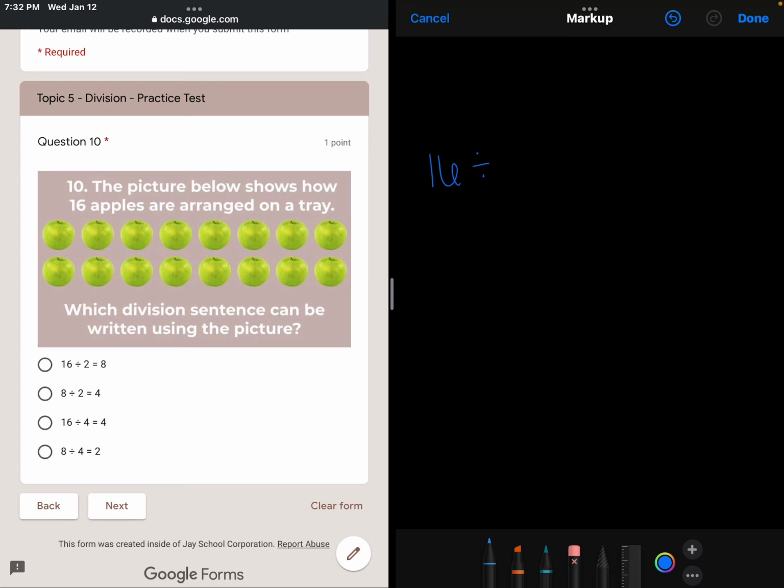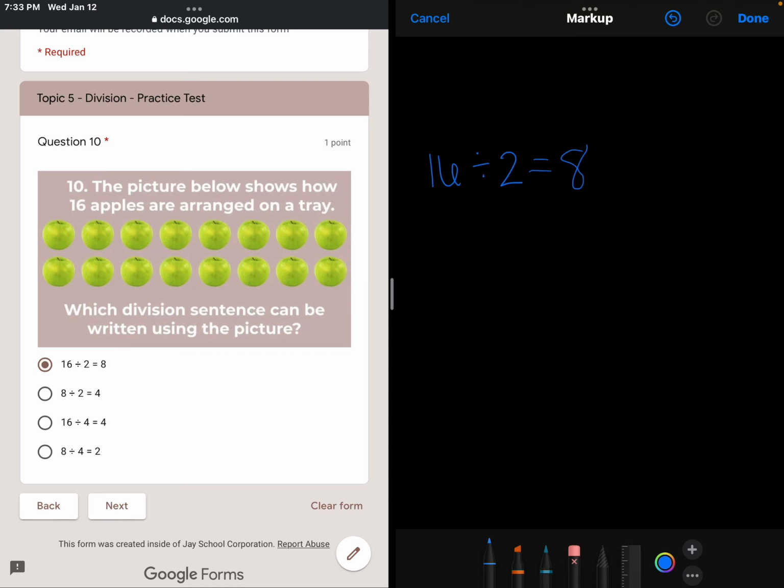Then, how can we divide this up? How did they divide this up in the picture? They divided it up in twos. Do you see how there's one row of eight and then there's two rows of eight? Yeah, so they divided it into two. 16 divided by 2 equals 8. Find that answer. And then hit the next button.